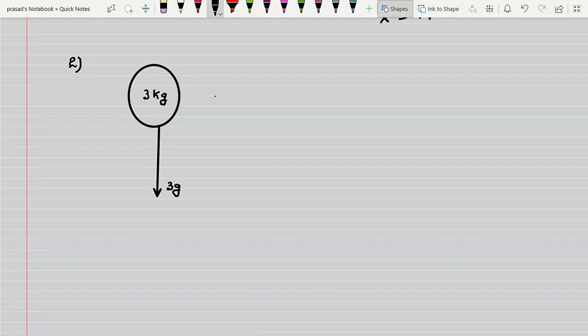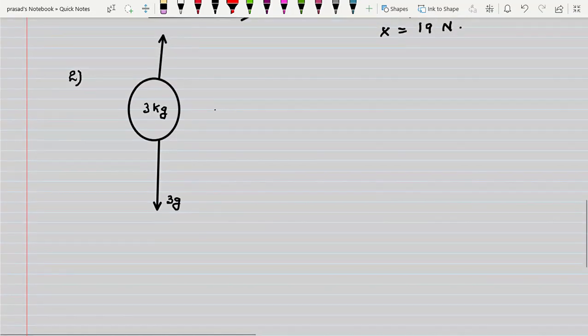Then there are forces which are acting in vertically upward direction. One force is of y Newton here. Another force is acting on this object and that is of 10 Newton. 10 Newton, that is acting downwards.